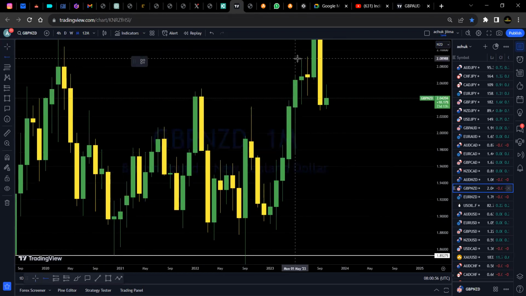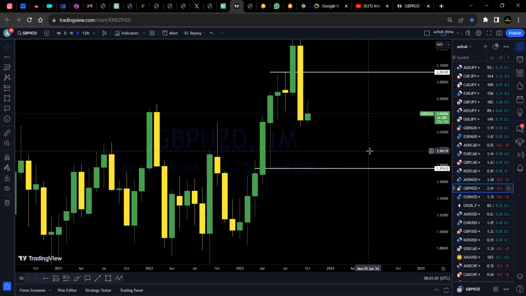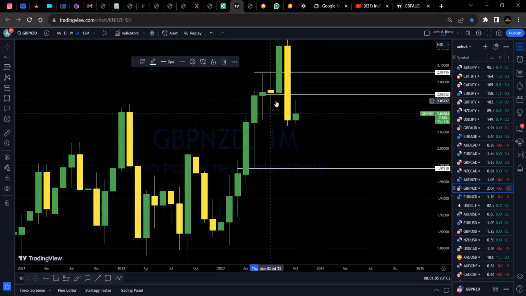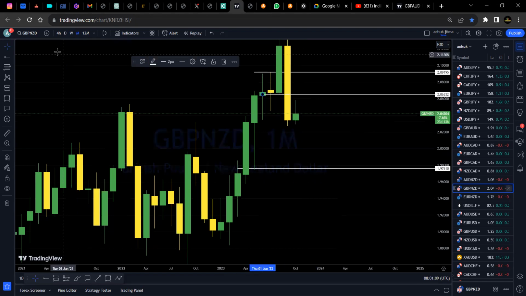So if you look at this, this is a high. You look at this, this is a low. And then now there's this area of break of the previous low here. And then there was also another low, but the market has passed through it.